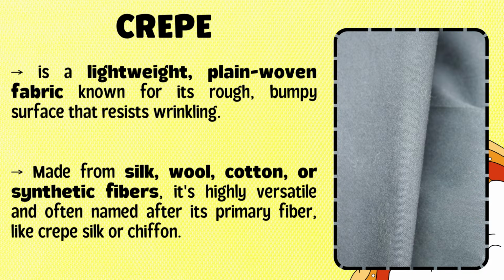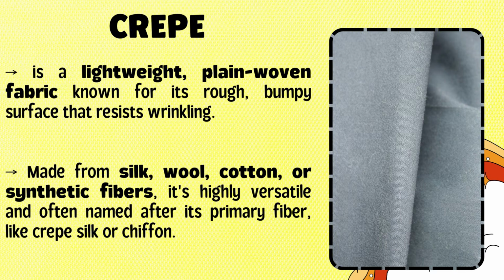Crepe is a lightweight, plain woven fabric known for its rough, bumpy surface that resists wrinkling. Made from silk, wool, cotton, or synthetic fibers, it's highly versatile and often named after its primary fiber, like crepe silk or chiffon. It has a slightly rough and textured feel but is still soft and comfortable to wear. It does not wrinkle easily and is often used for stylish outfits like dresses and suits. Its unique surface gives clothing a more elegant and fashionable look.